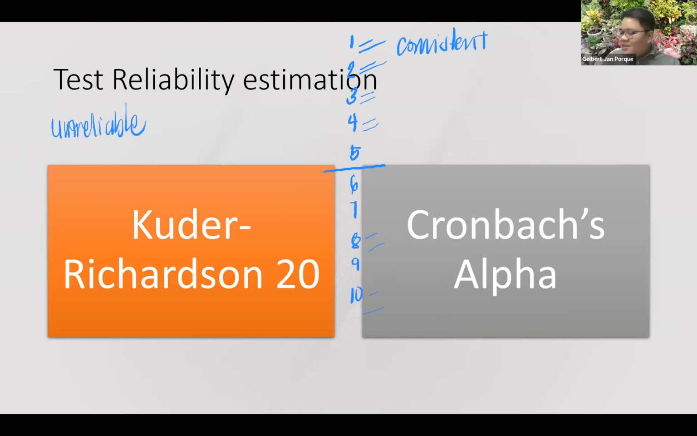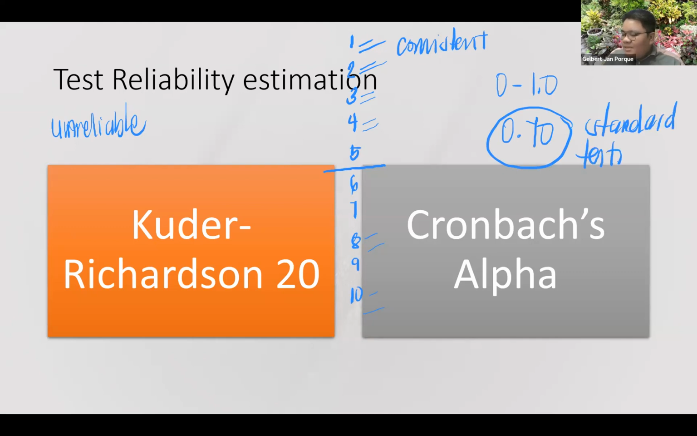Class, may cutoff si Cronbach Alpha. For standard testing, our cutoff is 0.7. The result for Cronbach Alpha ranges from 0 to 1.0. The cutoff class for standard testing is 0.7. Ano pong ibig sabihin ko ng cutoff for standard testing? If the Cronbach Alpha score is 0.7, meaning class you can administer the questionnaire. If the Cronbach Alpha score is below 0.7, that would mean class it's unreliable.